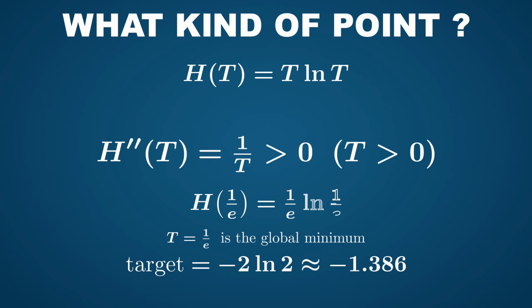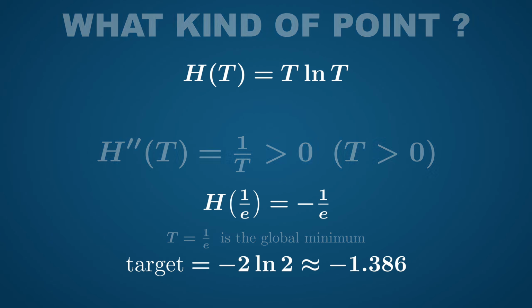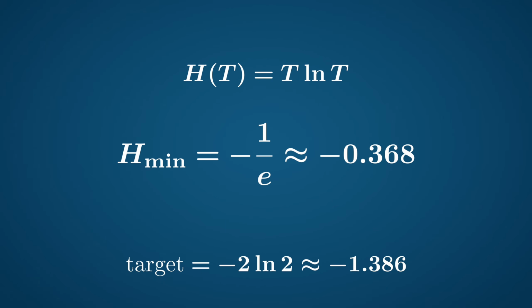The minimum value is 1 over e times the log of 1 over e. The log of 1 over e is exactly minus 1, so the lowest value h can ever produce is minus 1 over e. In decimals, that floor sits near minus 0.368.